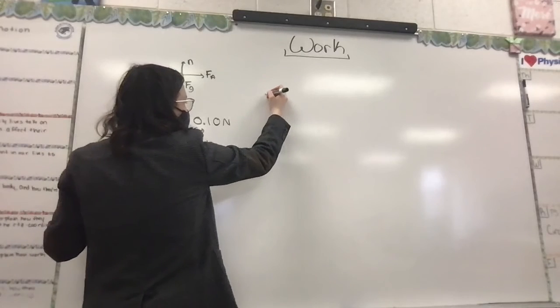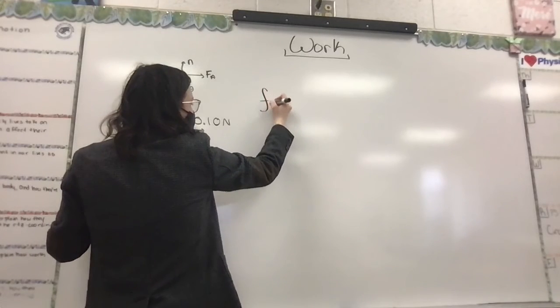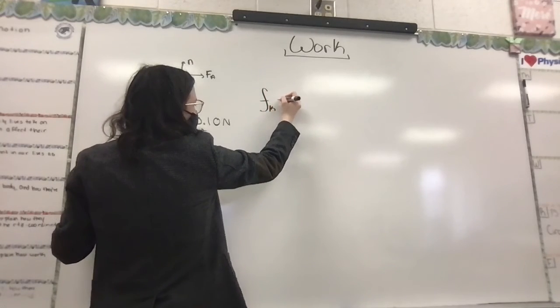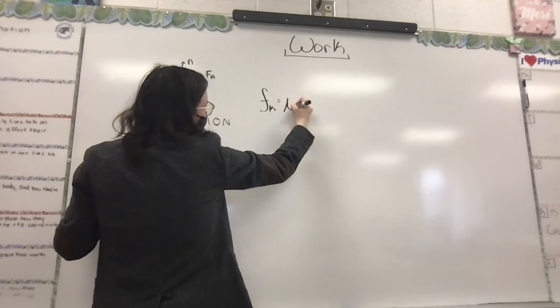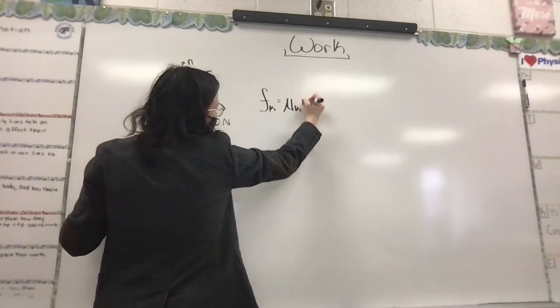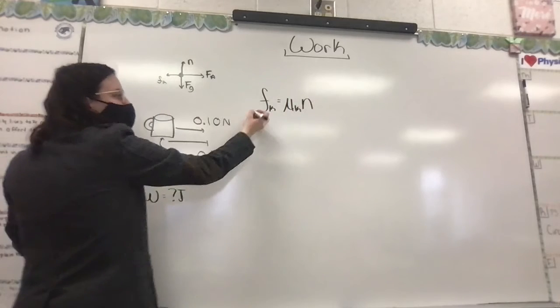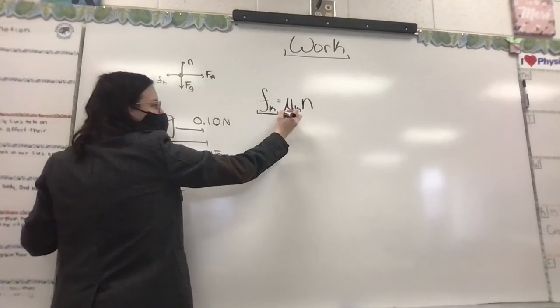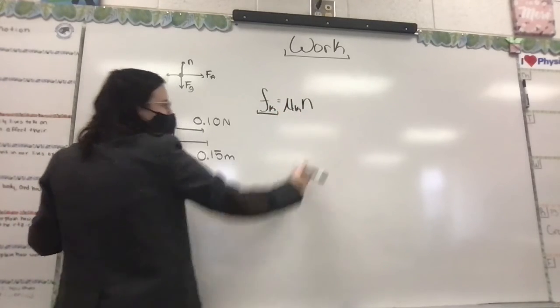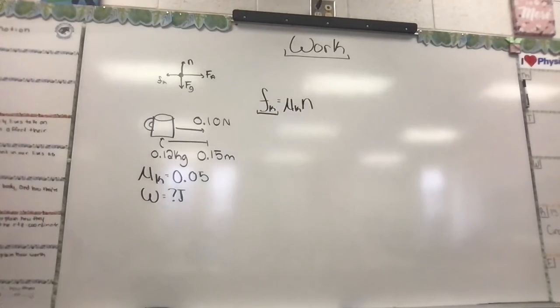Do you remember what friction is? I said it all the time. Friction is fun. Okay? So you find the force of friction by taking that coefficient of kinetic friction and multiplying it by the normal force. You have everything you need to find the normal force.